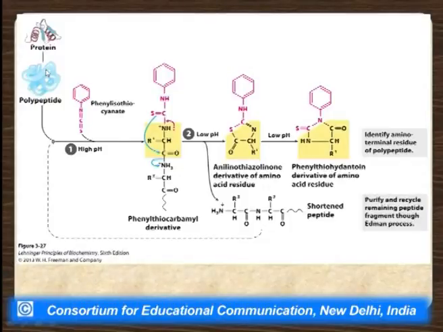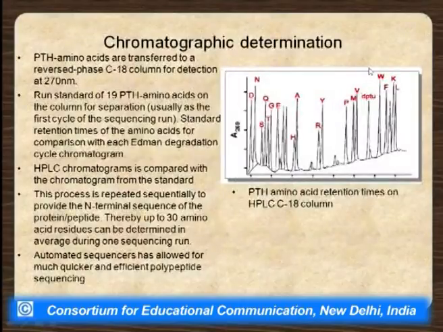We start with the protein, denature it, obtain the polypeptide, and fragment it. Each fragment undergoes a coupling reaction, and then cleavage will occur at low pH, and at low pH only the ATZ derivative becomes the phenyl thiohydantoin derivative, and this is now taken up for chromatographic determination.